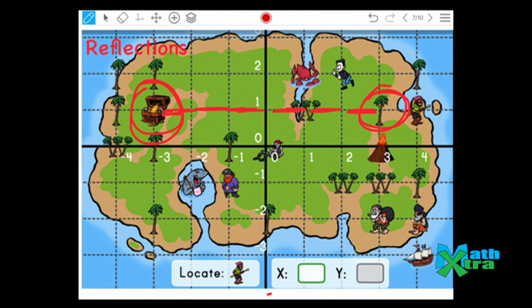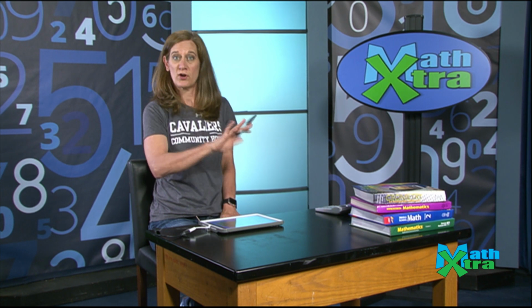So I'm going to show you another one. I'm going to show you another reflection. It doesn't always have to be across the y-axis.